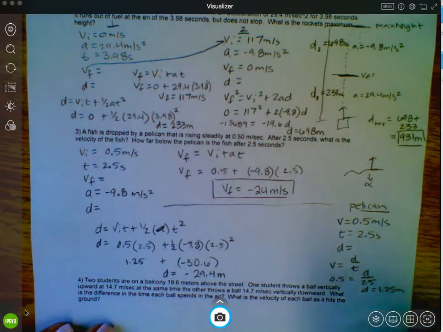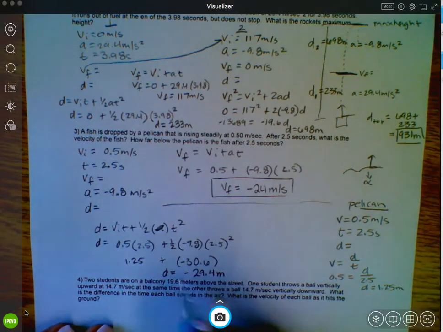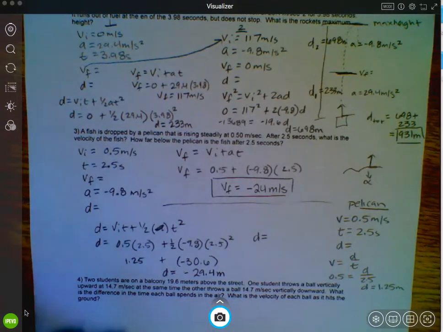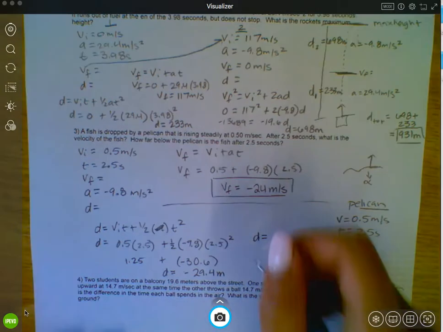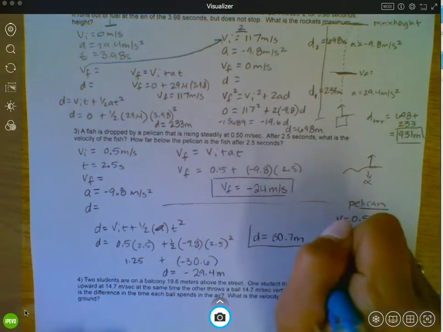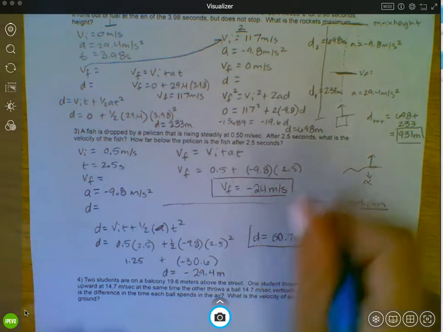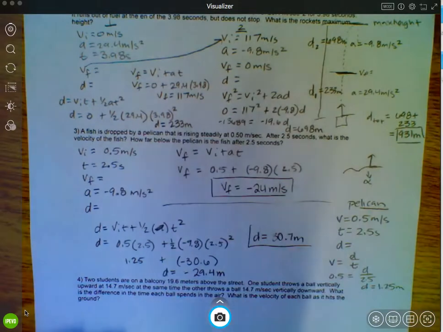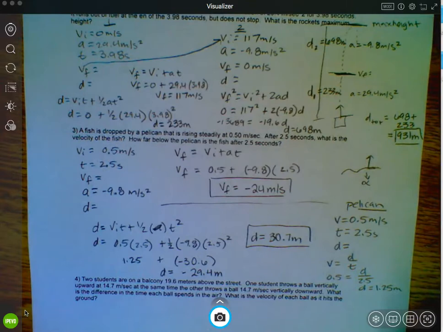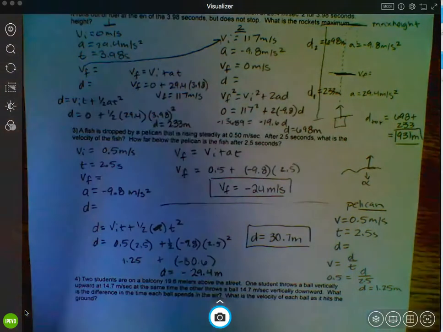fish? So it's this plus this, but remember this is negative. So I want to make sure the negative is just the direction. So it's 29.4 plus 1.25. So it's actually 30.7 meters below. That's a 30, not an 8. 30.7 meters below the pelican because the pelican was rising as the fish was falling. Okay, so hopefully that makes sense.